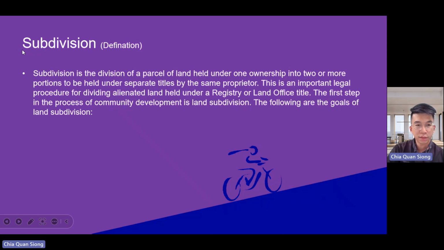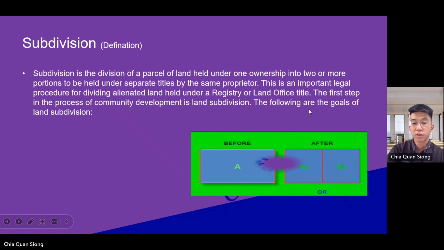Okay, so this is the subdivision. Subdivision of land in Malaysia is a crucial legal planning procedure which includes the breaking up of alienated land held under a final title. This process allows a proprietor of any alienated land held under the registry or land office to hold 2 or more portions of land under separate titles, in the event that the land has been subdivided and held under the final title. So as you can see here, before and after.